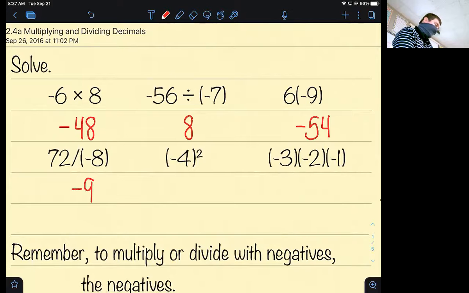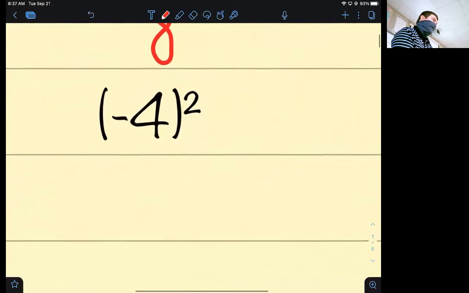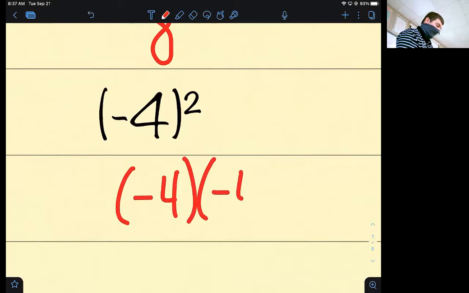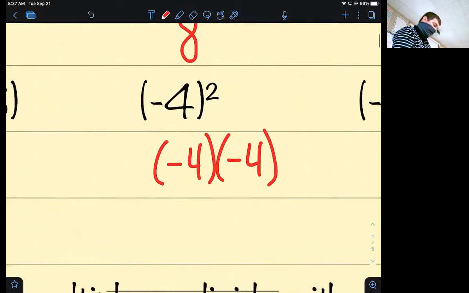Now this one's interesting. It's got exponents. Can the exponent see the negative? Yes, because what else is there? The parentheses. If there's parentheses, they act as a magnifying glass. The exponent can see the negative. So instead of just repeating the 4, it's going to repeat the negative 4. So if it repeats the negative 4 and makes it look like this, how many negatives are there now? 2. And that makes a positive. And what's 4 times 4? 16.